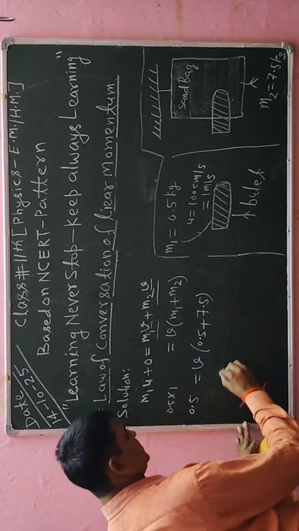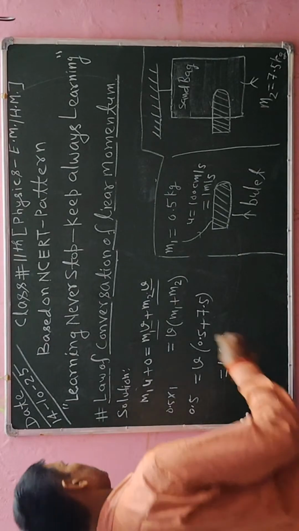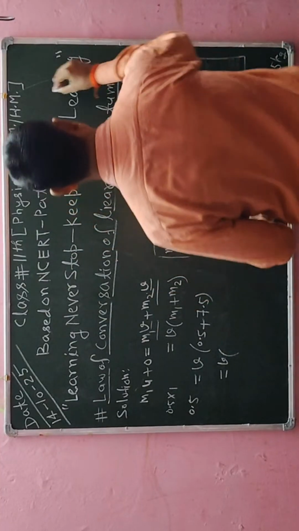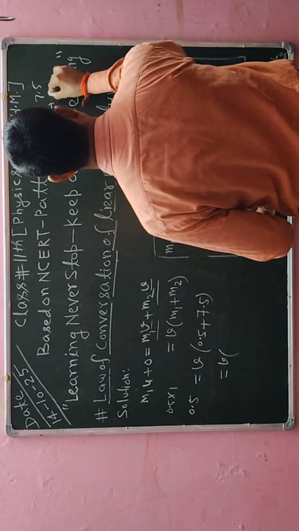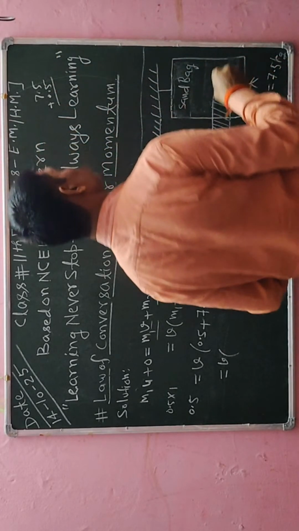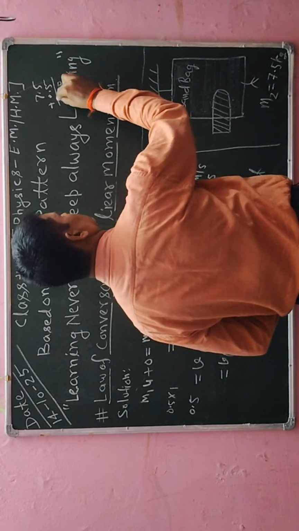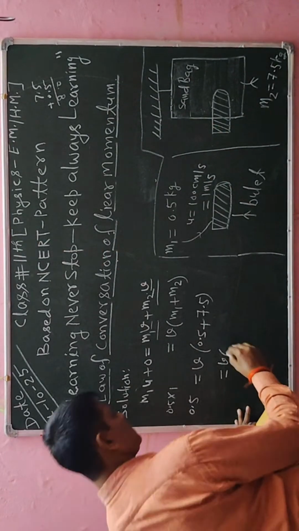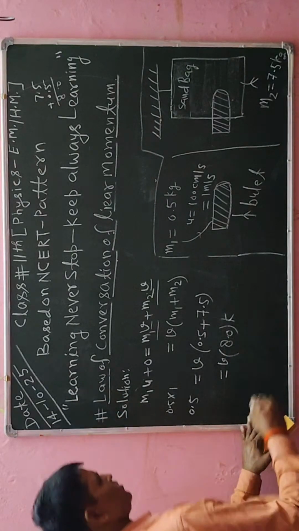and after erasing I will simplify this value. Here I will add. For addition I will write positively: 7.5 plus 0.5. After adding, 5 plus 5 is 10, 0 and carry 1, 7 plus 1 is 8. So I have to put 8 kg, that is 8.0 kg. Okay, positively I have to put.